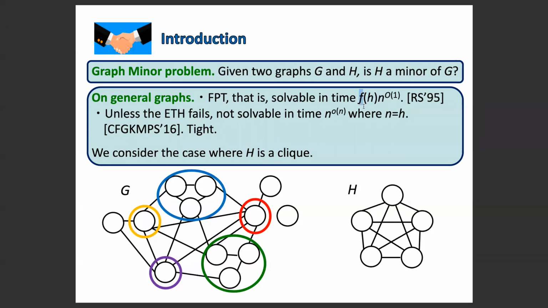Also, what is known is that unless the ETH fails, this problem is not solvable in time n to the little o of n, even when n is equal to h. So this means that under the ETH, the trivial algorithm that we saw before is actually tight. Notice that we are in particular interested in the case where H is the clique. This is essentially the Hadwiger number problem.